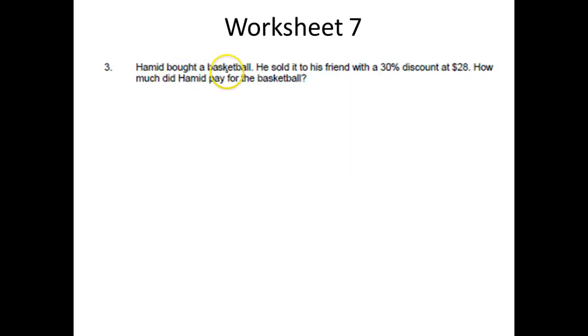Question 3. Hami bought a basketball. He sold it to his friend with a 30% discount at $28. So there's a price drop of discount. So the price drop is 30%, and the friend only pays $28. So this is my starting point, which is my 100%. The friend pays 70%. How much did Hami pay for the basketball?